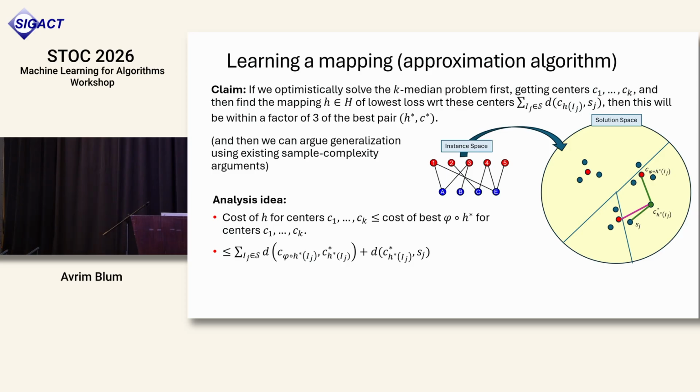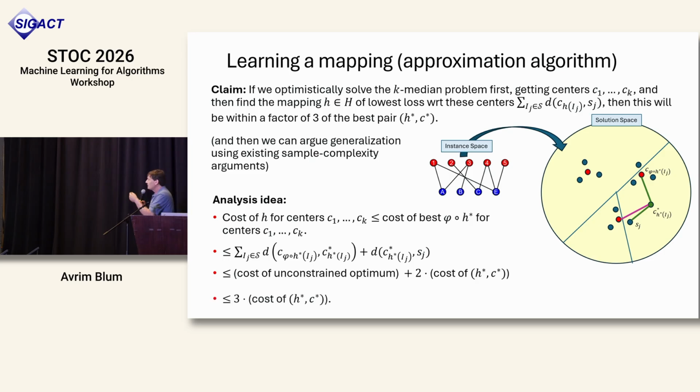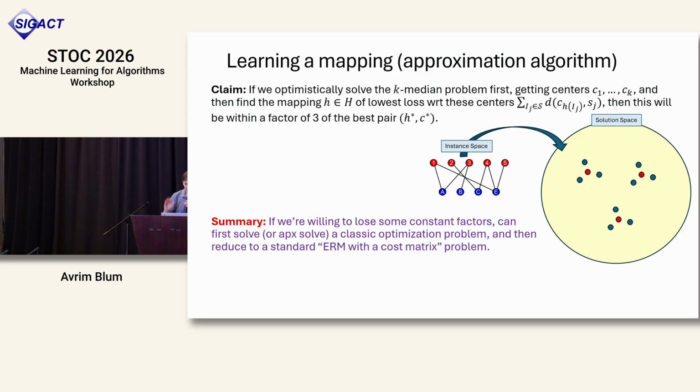this plus this, and this is just another one of what H star pays, and then this is the unconstrained optimal, which is a lower bound than what H star pays. And so that gives us our 3. Okay, so there we go. The unconstrained optimal plus 2 of the H star, C star cost, which is at most 3. Okay, so just to show how, if we're willing to lose some constant factors, we can take this kind of hard optimization problem and break it into some easier problems. Okay, so that's the summary.